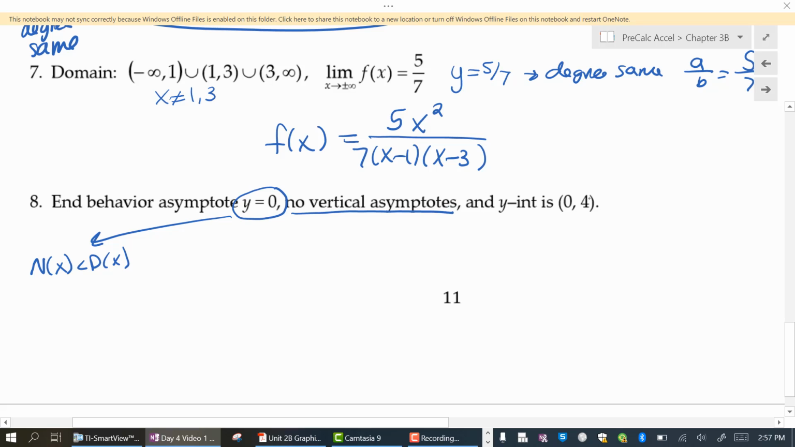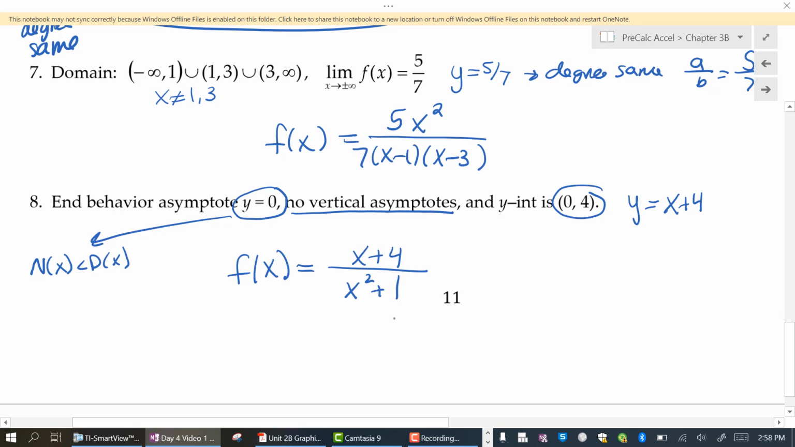And a y-intercept at 4. So that means when I plug in 0 for x, y needs to equal 4. So that'd be something like x plus 4 equals y, because I plugged in 0. I could have x plus 4 on top and x squared plus 1 on the bottom. I could have 4 on top and x squared plus 1 on the bottom. Either of those would meet my criteria of having my degree in the denominator bigger than the numerator, giving me that y-intercept of 4, and also giving me no vertical asymptotes.